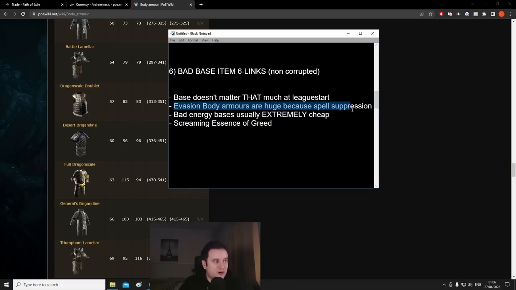Evasion body armors are usually huge because they can roll spell suppression. That doesn't have to be just evasion. That can be evasion armor hybrid, evasion energy shield hybrid. And you don't even have to go for spell suppression, just the off chance that you can hit it. Spell suppression is just very, very premium, and without having it on your body armor, it can be hard to get capped for some builds.